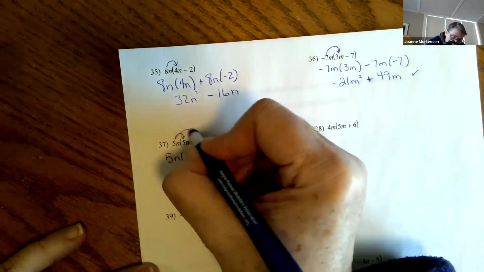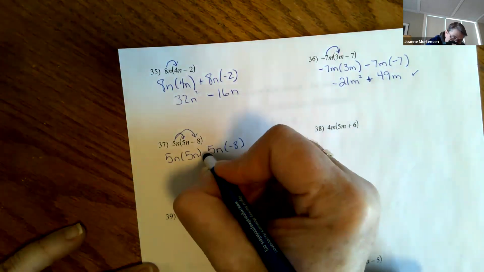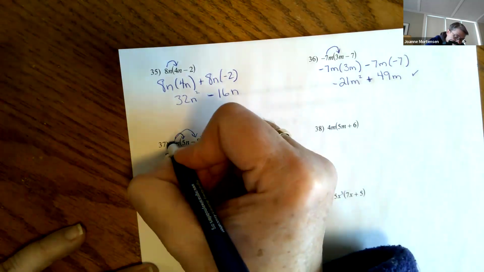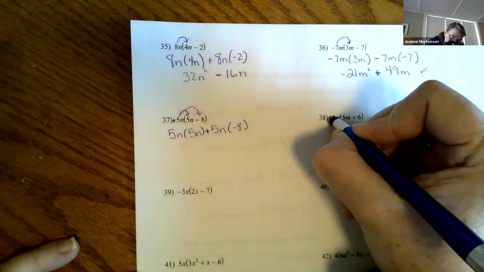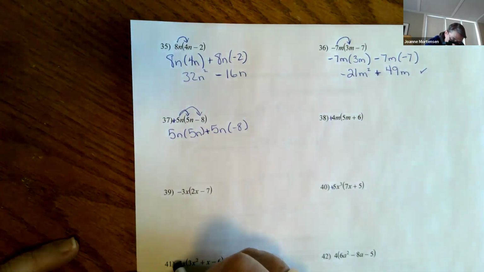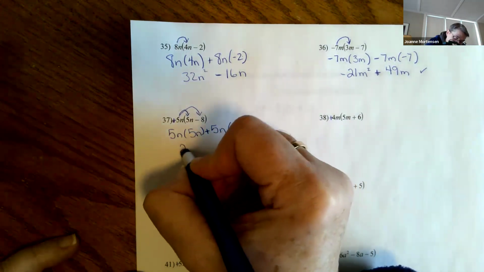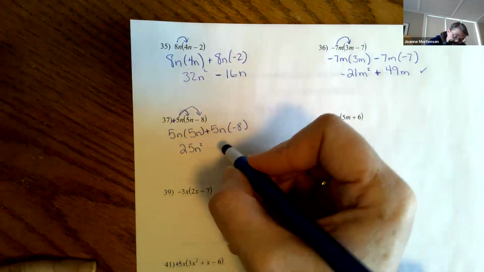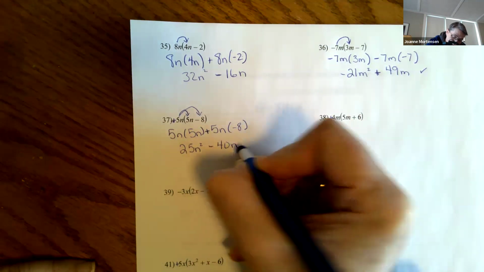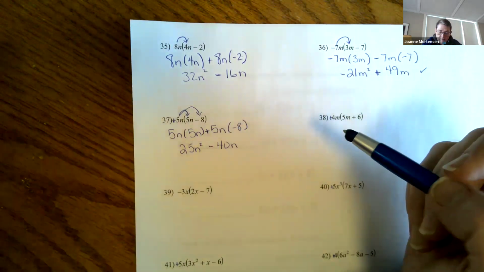So we're going to distribute. Now, my bad. I should have had a plus in there. You do that in every single question, just to remind yourself that that's what's supposed to go on. 5n times 5n is 25n squared. Excuse me, 5n times negative 8 is minus 40n. And there we go. 2 terms, negative in the middle. Signs are okay.